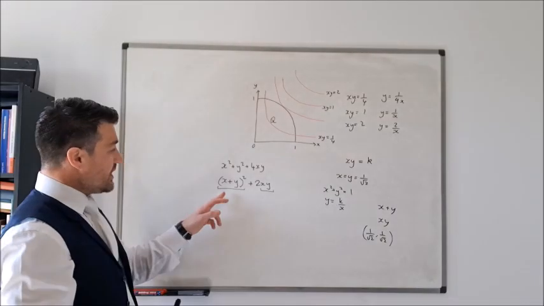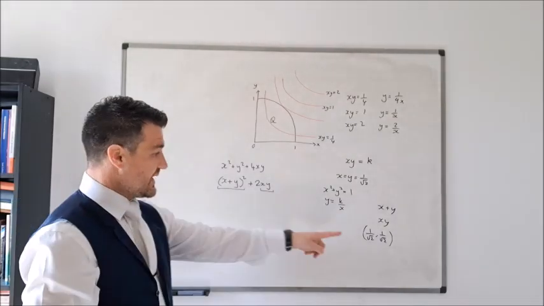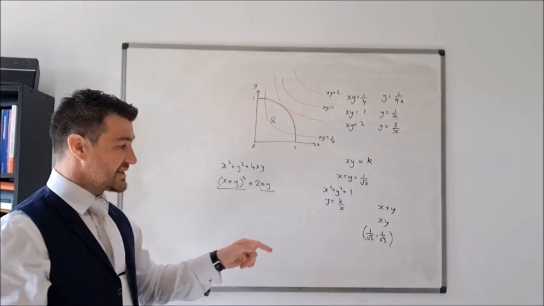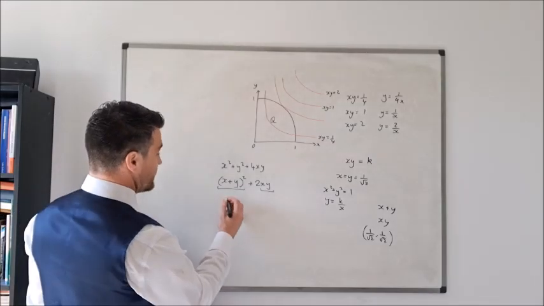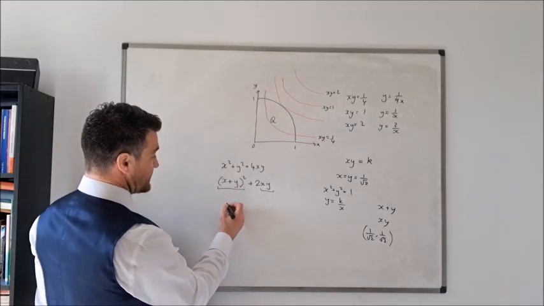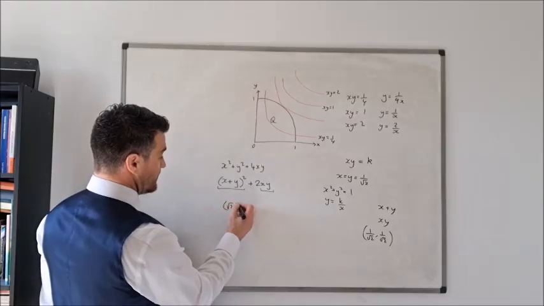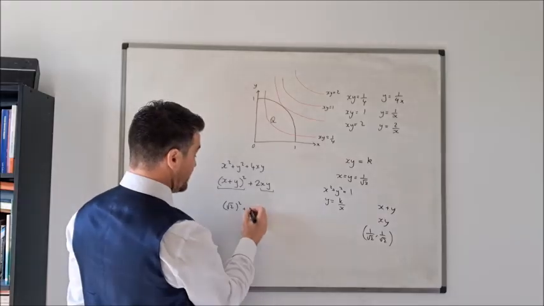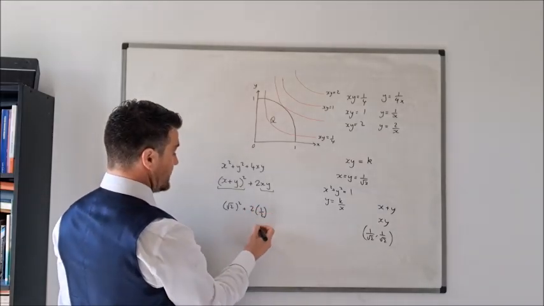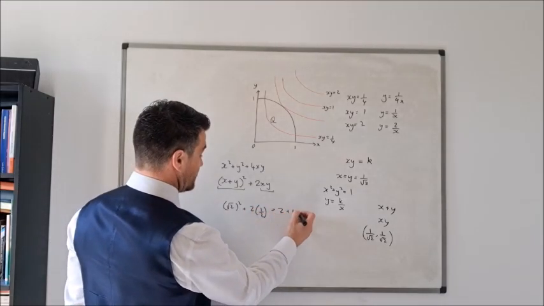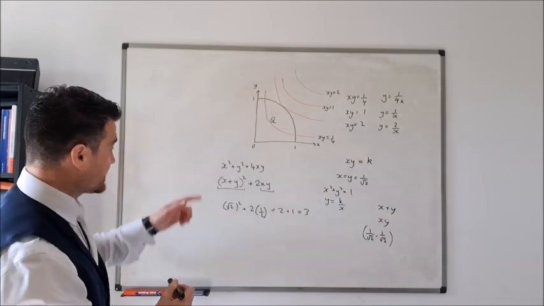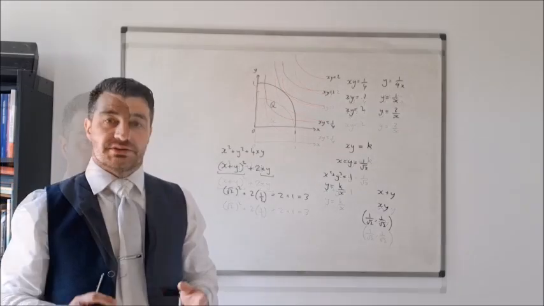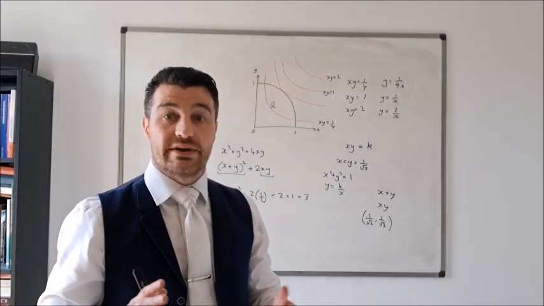Okay, so I know that x plus y can be maximized at this point, and xy can be maximized at this point. So therefore, this expression can be maximized at the same point. In other words, I know the maximum of x plus y is square root of 2. And I know that the maximum of xy is going to be half. So what do I get? I get 2 plus 1 equals 3. The maximum of this, therefore, in the region Q is going to be equal to 3. Okay, so now things start to get a little bit more interesting.